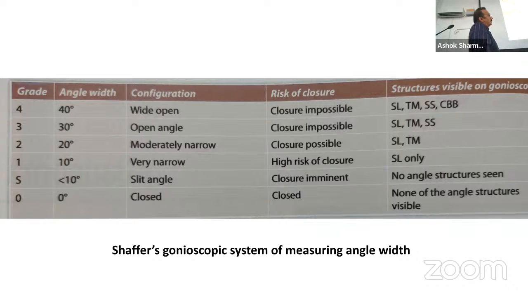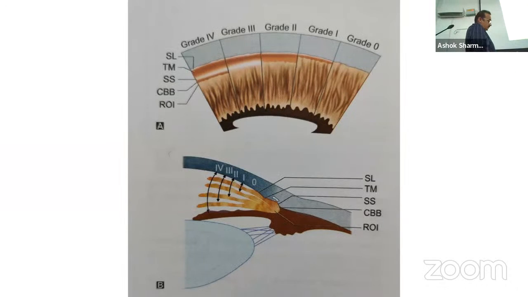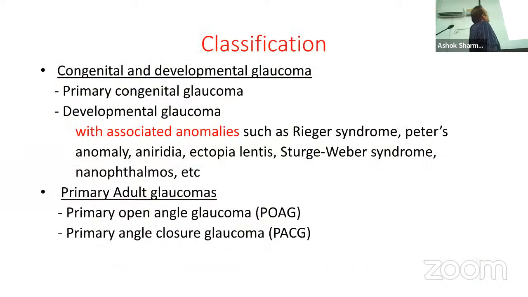Grade 1, 10 degrees, very narrow, high risk of closure, only Schwalbe's line is visible. And slit angle, closure is imminent, no angle structure seen. Cornea and iris are opposed to each other. Grade 0 is closed, no angle structure is visible, right? This is the ciliary body, right? This is the scleral spur, trabecular meshwork, and Schwalbe's line is the peripheral termination of Descemet's membrane. These are gonio pictures.